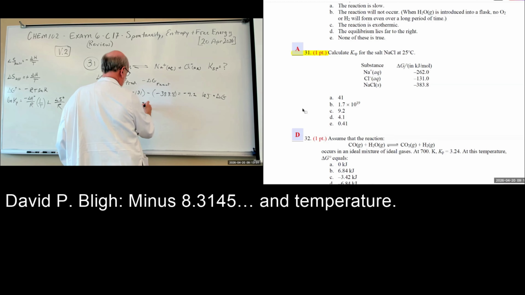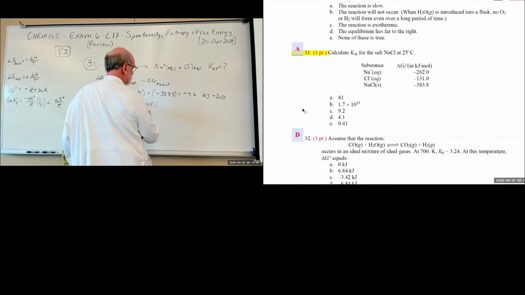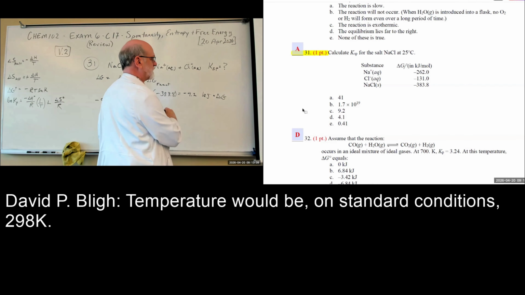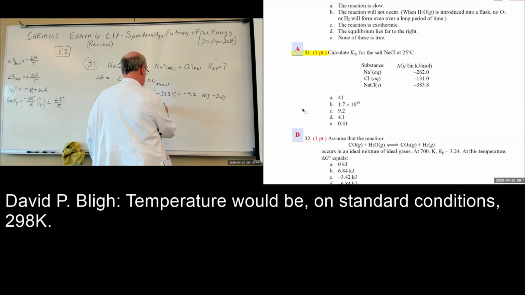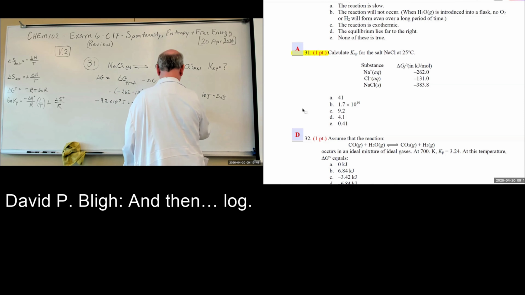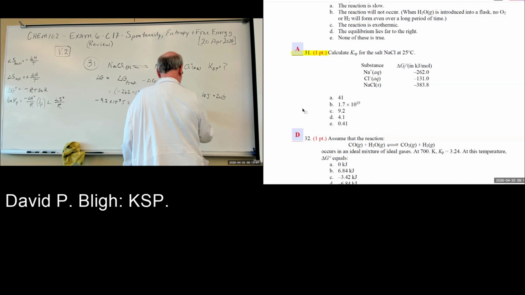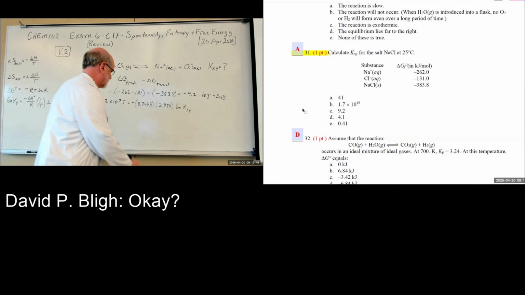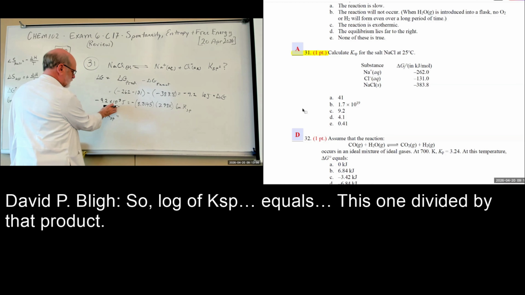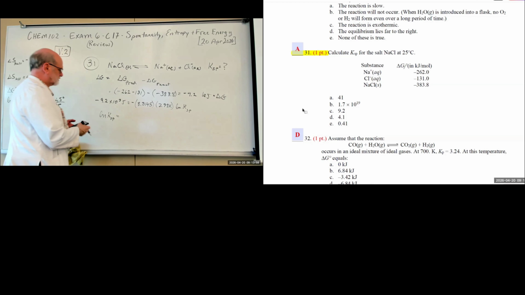minus 8.3145, and temperature would be standard conditions 298 K, and then log KSP. Okay, so log of KSP equals this one divided by that product.